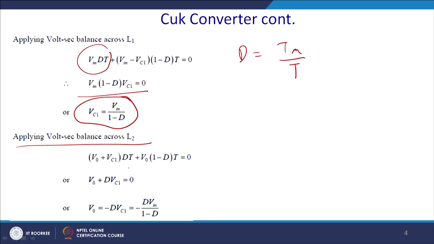Now again we apply the volt second balance for the second inductor, that is on the output side, L2. So (V0 plus VC1) into dT plus V0 (1 minus d) into T equals 0. So you can balance it, and V0 becomes minus d Vin by (1 minus d).